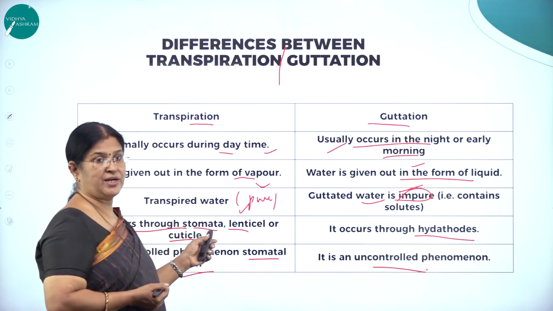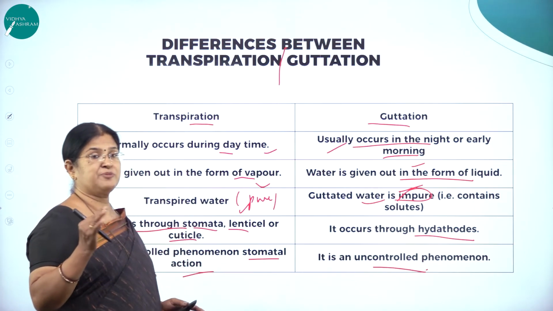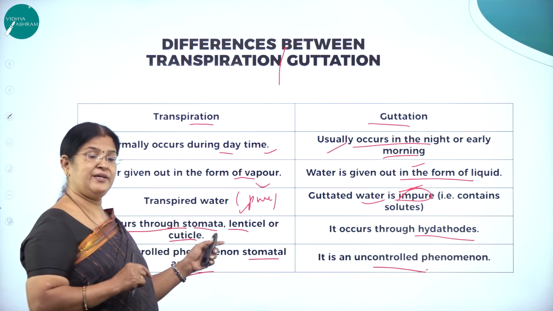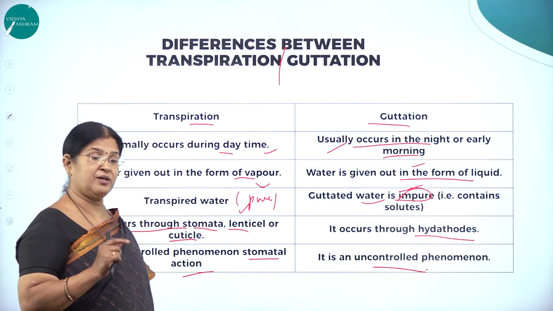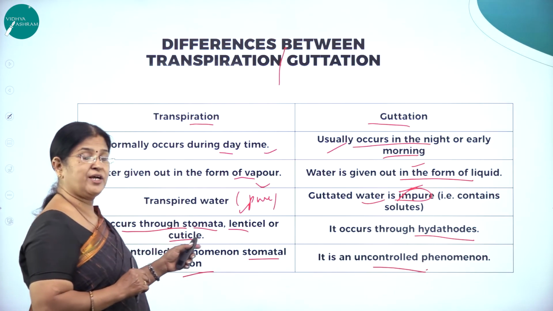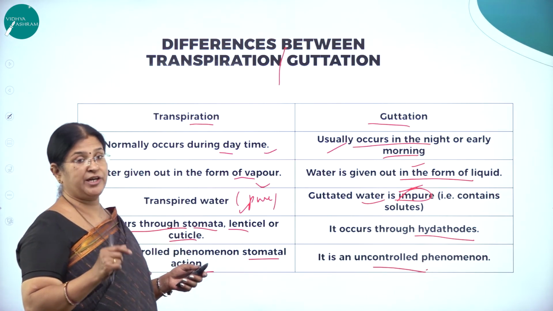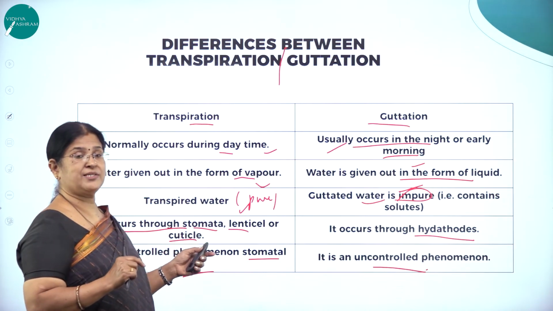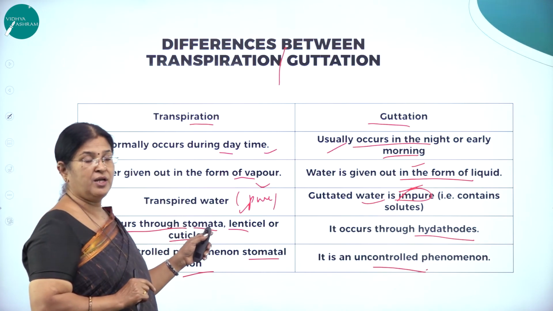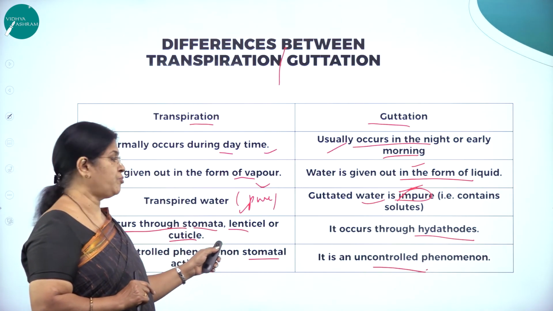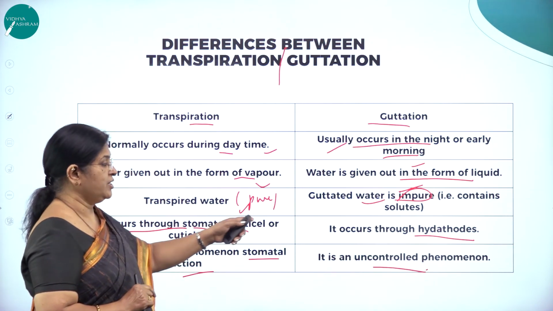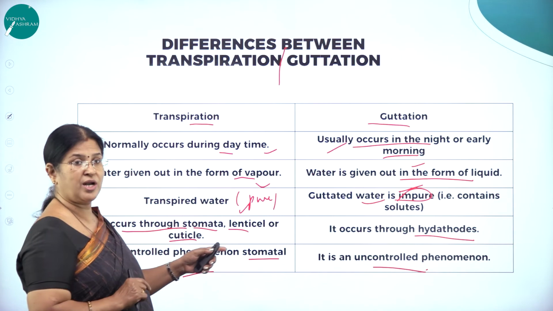So transpiration occurs through stomata, lenticels or cuticle. As I said, transpiration is of three types. Stomatal transpiration, if it takes place through stomata. Lenticular transpiration, if it takes place through lenticels. What are lenticels? Ruptured epidermal cells. Or cuticular transpiration, through the cuticle, which is the outermost layer, protective in function. As I said, the maximum amount, 98% or 99%, takes place through stomata, 1% through lenticels, and 0.5% through cuticle. Guttation occurs through structures called hydathodes.